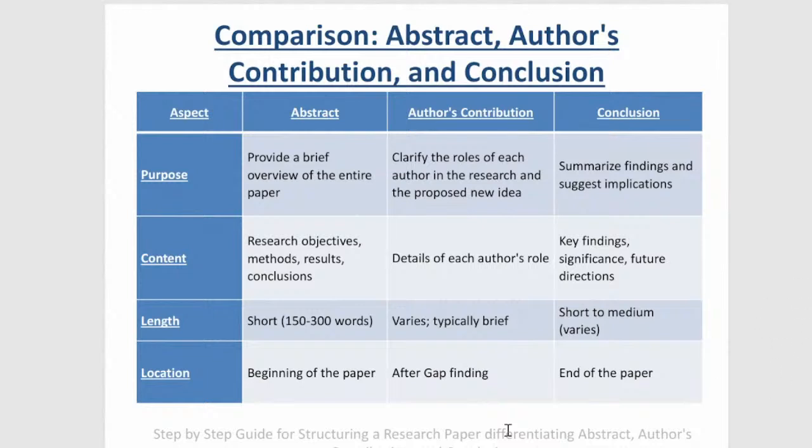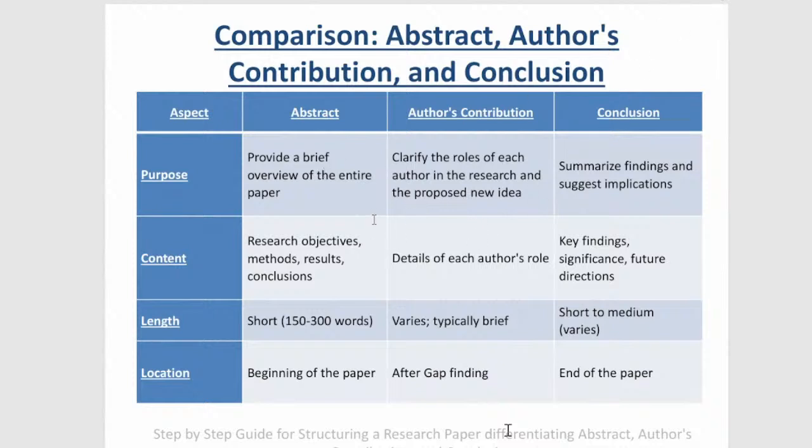Here is a brief summarization of this comparison that has already been discussed: what is the purpose of the abstract, what is the purpose of the author's contribution, what is the purpose of the conclusion. As we know, the abstract briefly summarizes the overview of the entire paper, the author's contribution clarifies the roles of the authors and the new idea proposed by the authors. The conclusion part summarizes findings and suggests implications. In terms of content, the abstract presents research objectives, methods, results, and conclusions, whereas author's contribution details each author's role. Conclusion: key findings, significance, future direction.